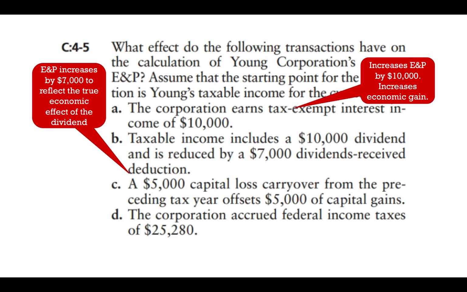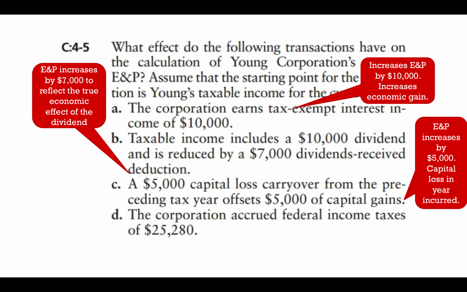offsets $5,000 of capital gains. So we had capital gains this year. We did not have capital loss this year. We had a capital loss carryover. That capital loss happened in past years. So we need to increase earnings and profits by $5,000.